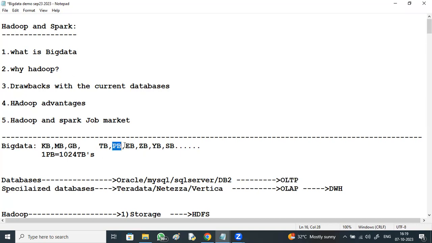We have seen TBs, but beyond that, petabytes of data are getting generated now. For storing and processing petabytes of data, we have got frameworks like Hadoop.